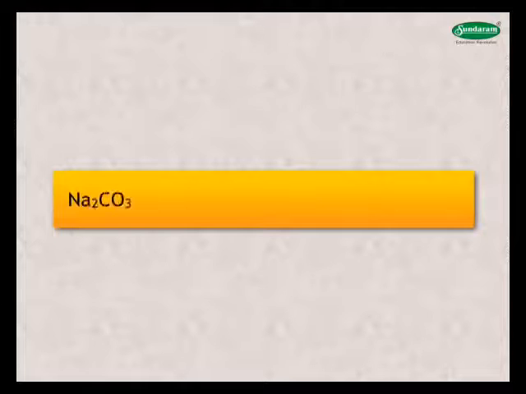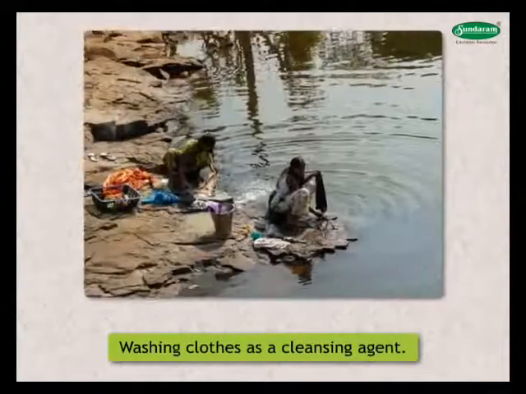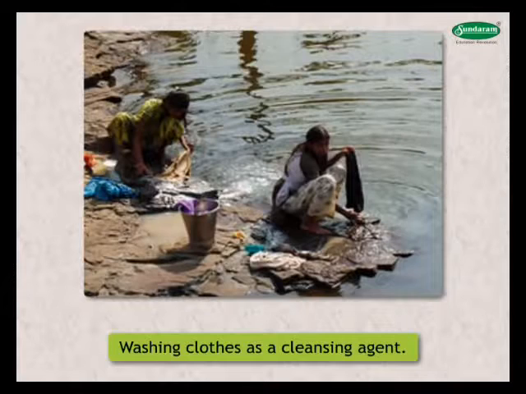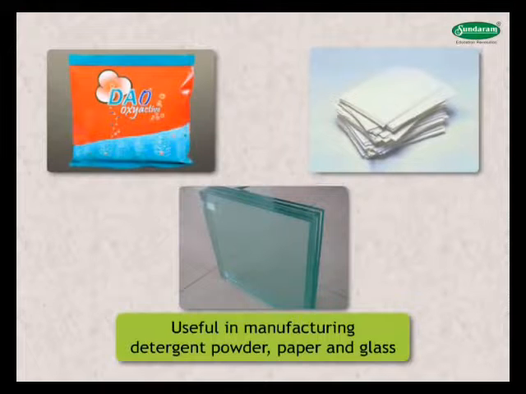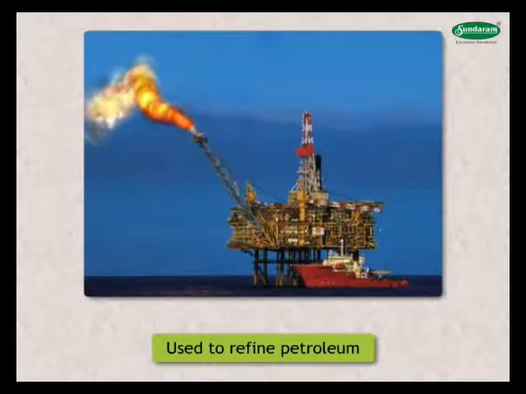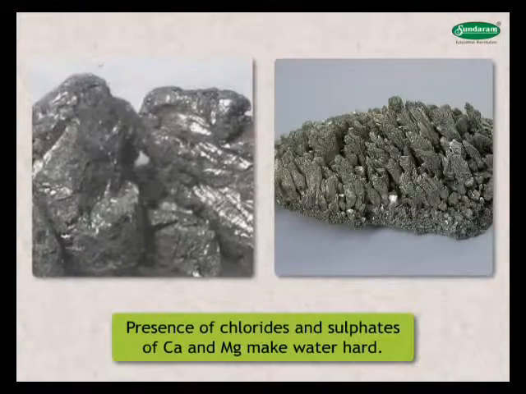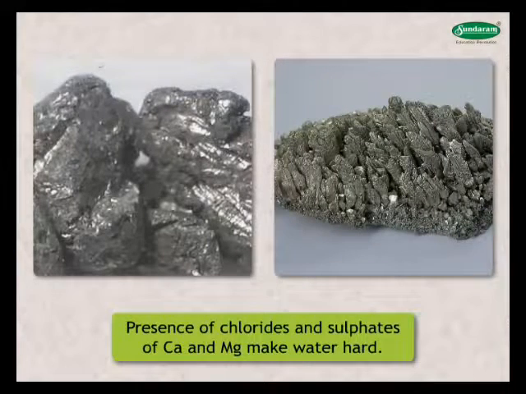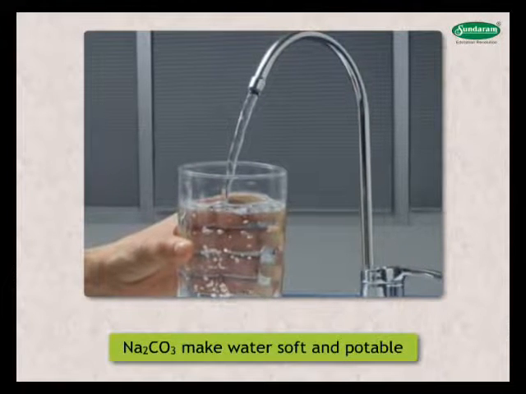When sodium carbonate reacts with HCl, carbon dioxide is evolved. Washing soda is used in washing clothes as a cleansing agent. It is very useful in manufacturing detergent powder, paper, and glass. It is also used to refine petroleum. Do you know the presence of chlorides and sulfates of calcium and magnesium makes water hard? Na2CO3 plays a very important role in making it soft and potable.